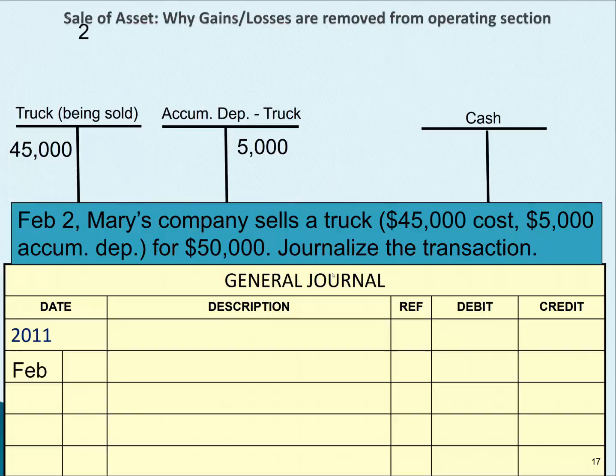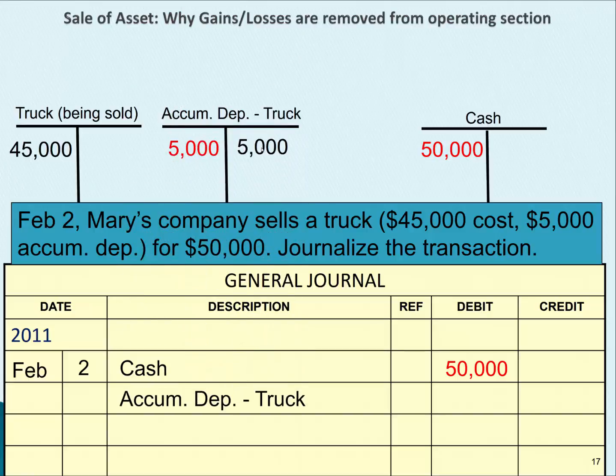So we have to enter the date, February the 2nd. Now we received cash, $50,000. We'll put that in our T account, and then we're going to put it in our general journal. Cash is going to go up by $50,000. Now we have to get rid of the truck's accumulated depreciation. Since we're getting rid of the truck, we also have to get rid of its partner account, accumulated depreciation. So how do we get rid of this account with $5,000 on the right side, on the credit side? Well, you have to debit it $5,000. So we will now debit in our journal entry the accumulated depreciation, $5,000.